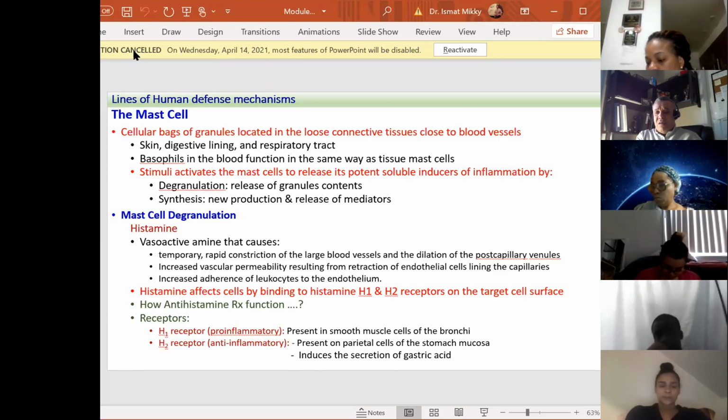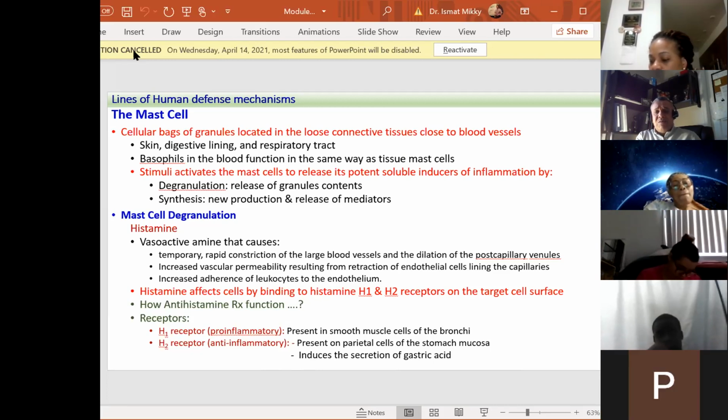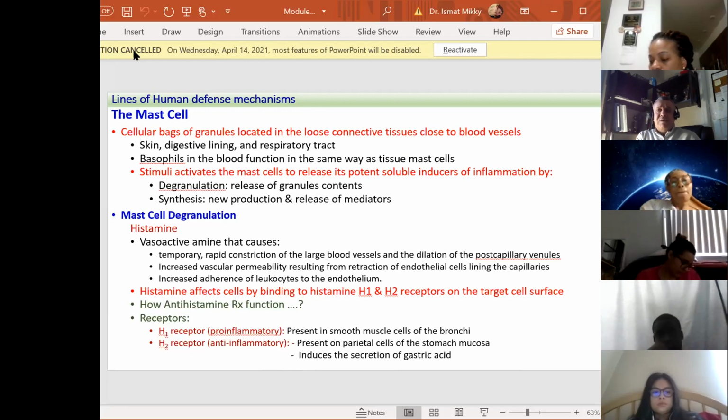We can find these mast cells in the skin, digestive lining, and respiratory tract. That's why you will see the effect of the inflammation in patients with COPD, for example, or patients with asthma. They'll have lots of secretions, chronic bronchitis. They'll have secretions coming out in the pulmonary tree, the bronchioles, because the mast cells affect the blood vessels and increase the secretions. Patients with pulmonary disease will have lots of secretions.